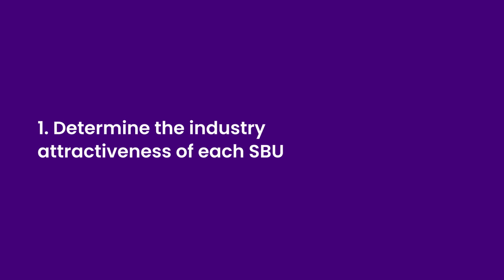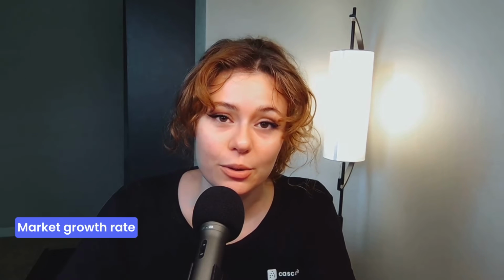Now, let's walk through the steps to use the GE Matrix effectively. First, determine the industry attractiveness of each SBU. Calculate the market attractiveness in which each SBU operates. Score the SBU's industry attractiveness by looking at factors like market size, industry profitability, market growth potential, industry segmentation, market profitability, differentiation, market growth rate, and the level of competition.